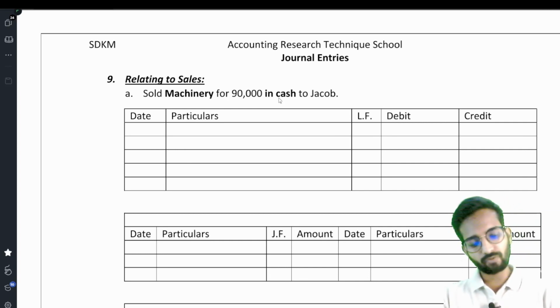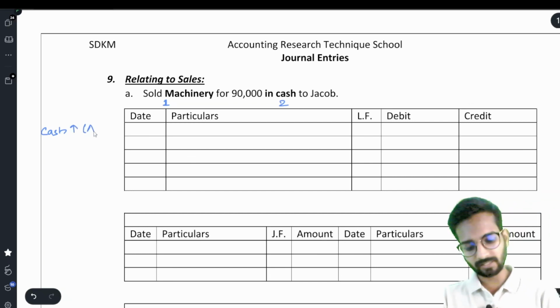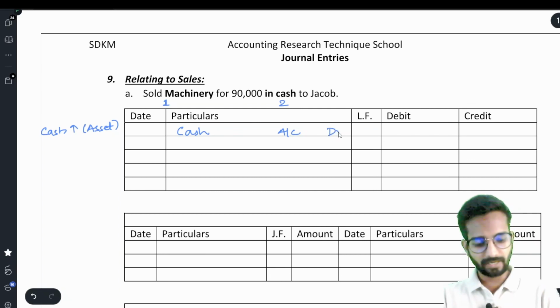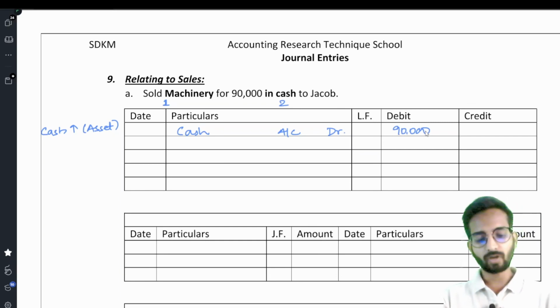Now see, our focus is what have we sold? First thing, machinery, and we have sold it for cash. It means we can understand that cash has increased. It means it is an asset. We know that cash is an asset, and when an asset increases, what do we do? Sir, we debit it. So cash account debit, how much? 90,000 rupees. Now, why did we get the cash of 90,000? Because we made a sale to Jacob of how many rupees?